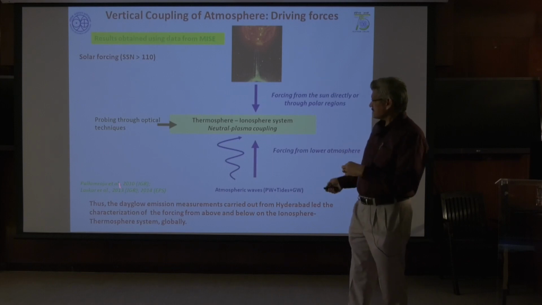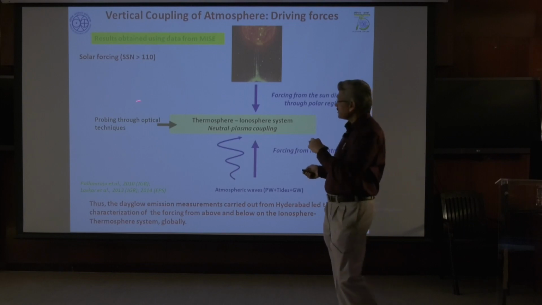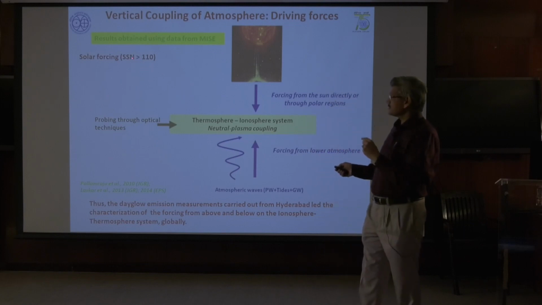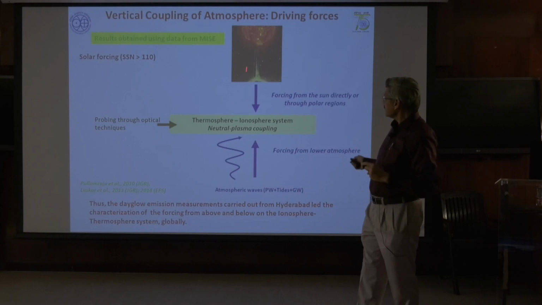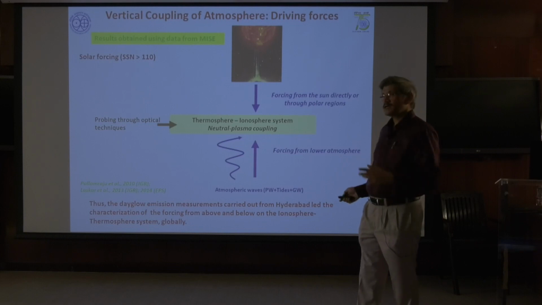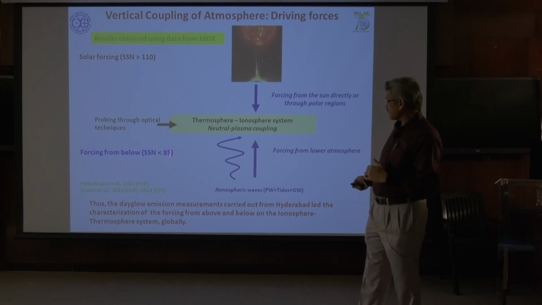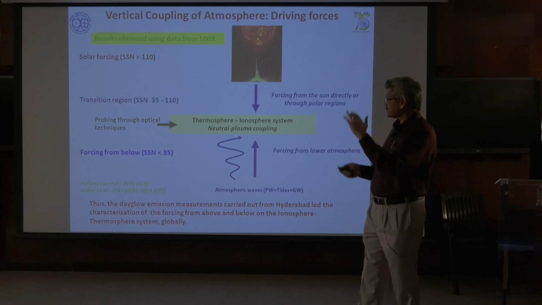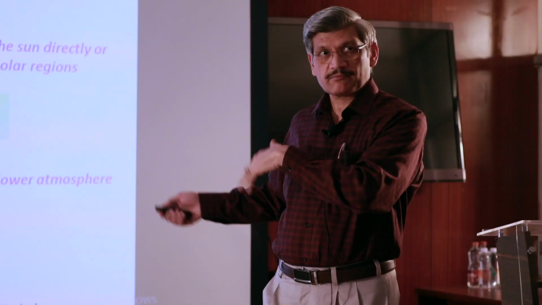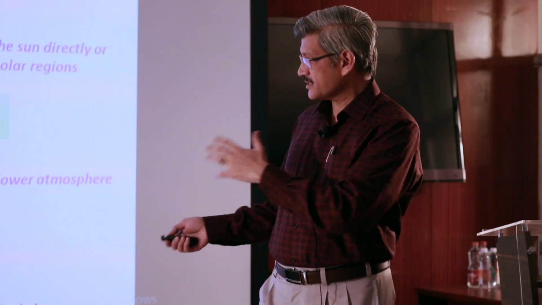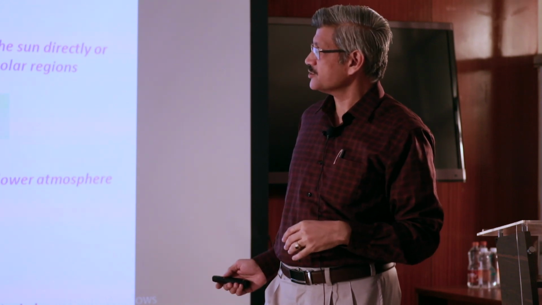In this PhD work, what was done is that we quantified it. We said that for solar forcing, when sunspot number is greater than 110, the ionosphere thermosphere is purely affected by the solar effect. If the sunspot number is below 35, it's purely from the lower atmosphere, and the transition region is this. It's very broad, but there are many other works that have come in, and this is one of the initial works that we had shown.